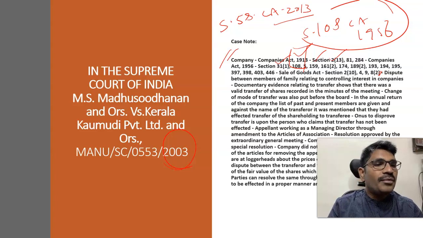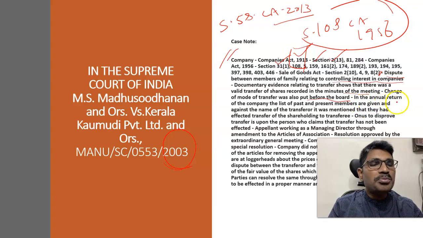Now let us see what happened in this case. Dispute between the members of the family relating to controlling interest in companies. Documentary evidence relating to transfer shows that there was a valid transfer of the shares recorded in the minutes of the meeting. Change in the mode of transfer was also put before the board.